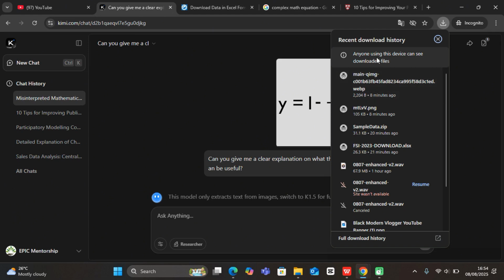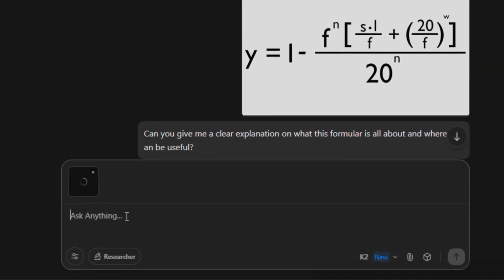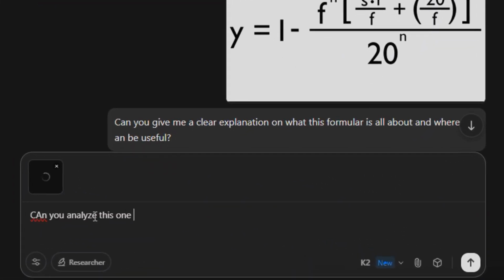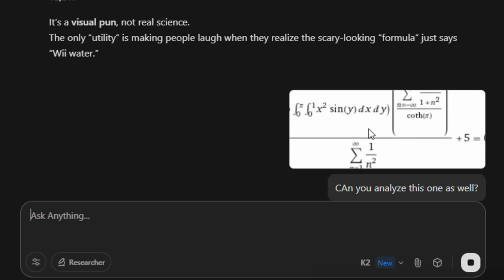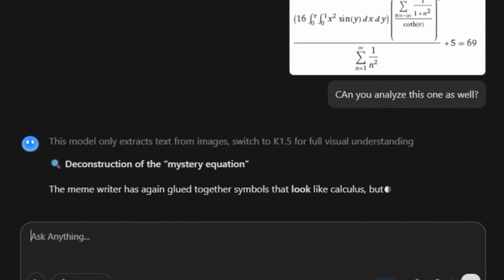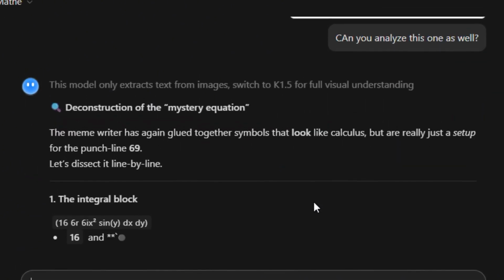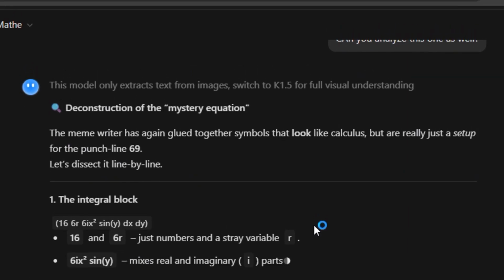For example, let's try to bring in another one. This is also a real formula that we can bring in and then try to see, can you analyze this one as well? All right, and let's go ahead and hit enter and take a look at this formula. It is kind of very complex, but let's see whether this is going to be the construction of the mystery equation. Quickly notice that this equation is on the construction of the mystery equation.